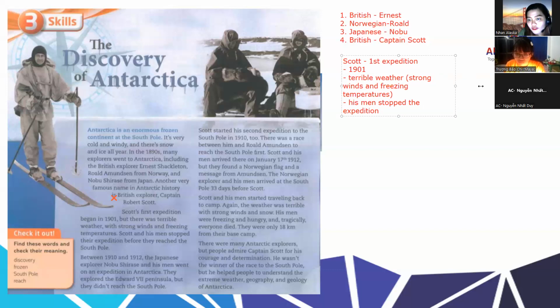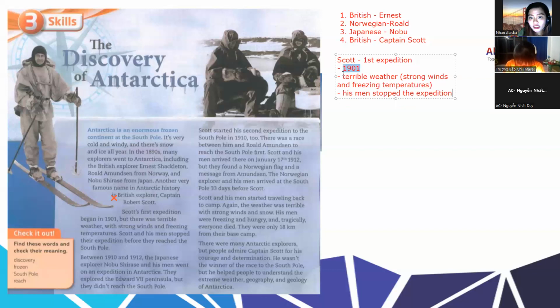So meaning on the first try, Scott on his first expedition in the year 1901, the weather was terrible. His men stopped the expedition. Meaning the first expedition of Scott failed. He didn't finish, right? He stopped the expedition because of the terrible weather. Maya, what do we mean by terrible? Yes, it's very bad. Good.